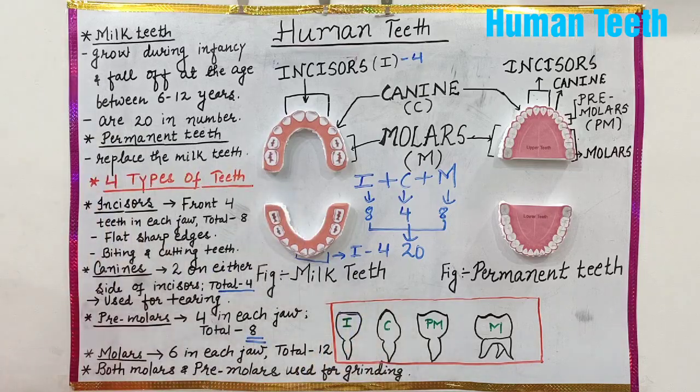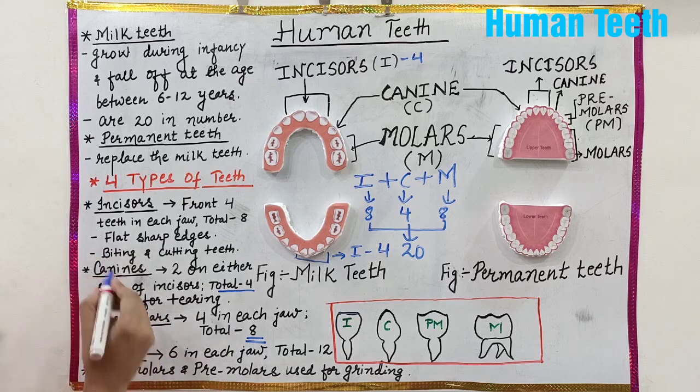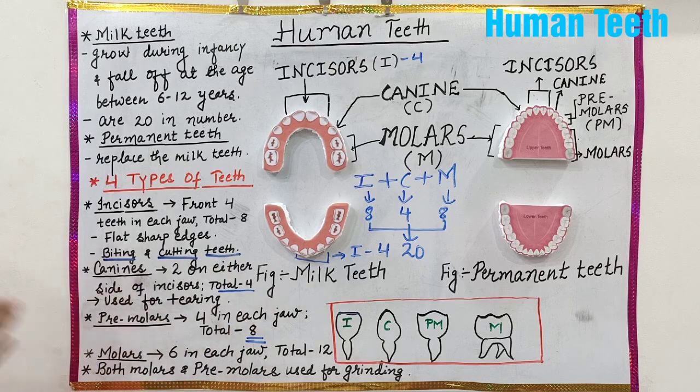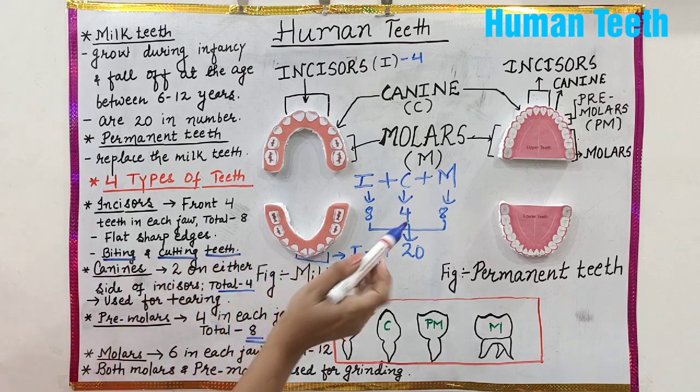So what is the purpose of having this flat and sharp surface? Actually, the flat and sharp edges of incisors help us to cut and bite our food. So basically, incisors are the biting and the cutting teeth. Now you may guess, when you are cutting an apple, which kind of teeth are you using? Yes, definitely for biting and cutting, you are using your incisors. Now coming to the next teeth.